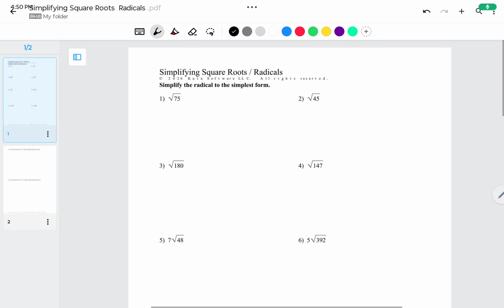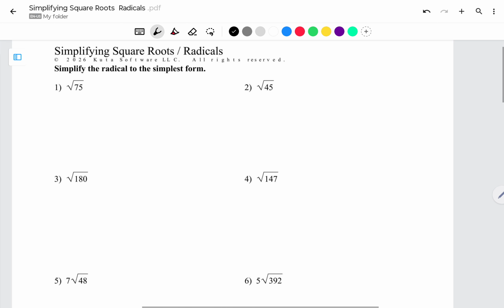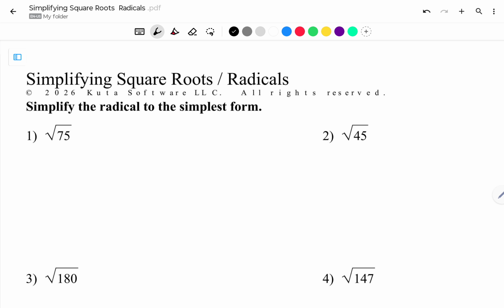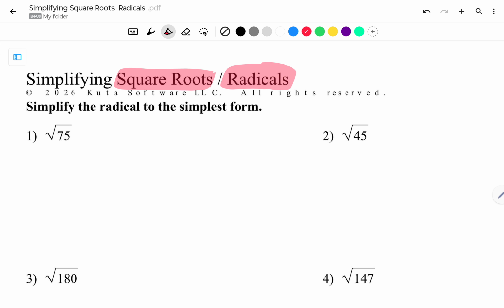All right. So here's another video, kind of reviewing something that was taught before, maybe in your Algebra 1 class last year, or maybe in your middle school class. It's called simplifying square roots or radicals. Sometimes I tend to say square roots a lot. You never hear me say radicals in class, but sometimes in the book or maybe on tests, you might hear radicals. These two mean the same thing, okay?